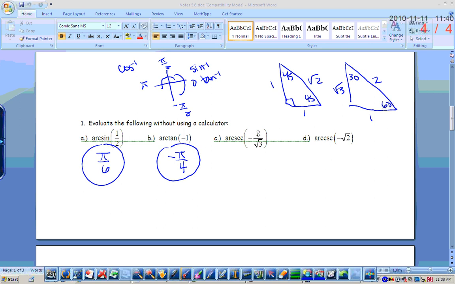Okay, arcsecant of -2 over root 3. I like to think in terms of sine, cosine, and tangent. So this would be the same thing as the arc cosine of what? Right, negative root 3 over 2. Okay, so what angle has a cosine of positive root 3 over 2? 30 degrees. But since cosine is negative, I need to find a 30-degree reference angle in the second quadrant, which would be 5 pi over 6. Very good.